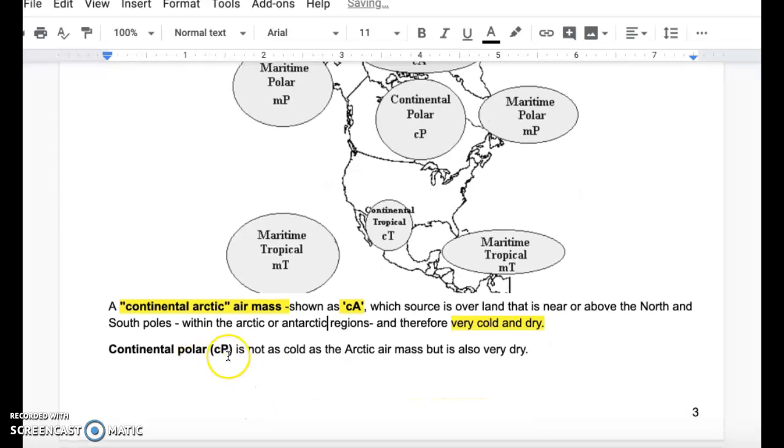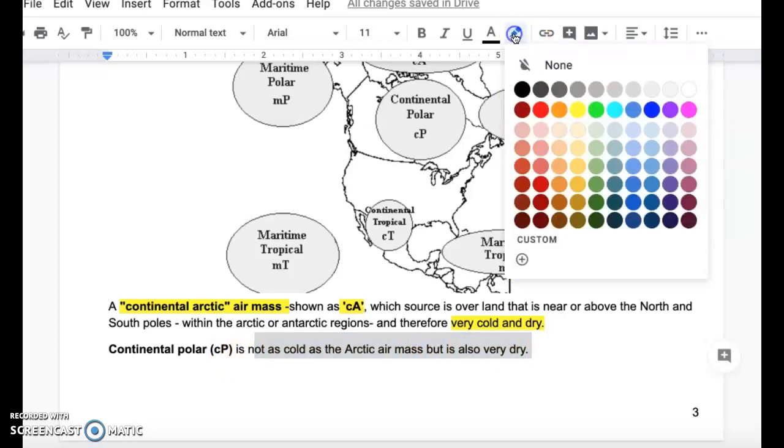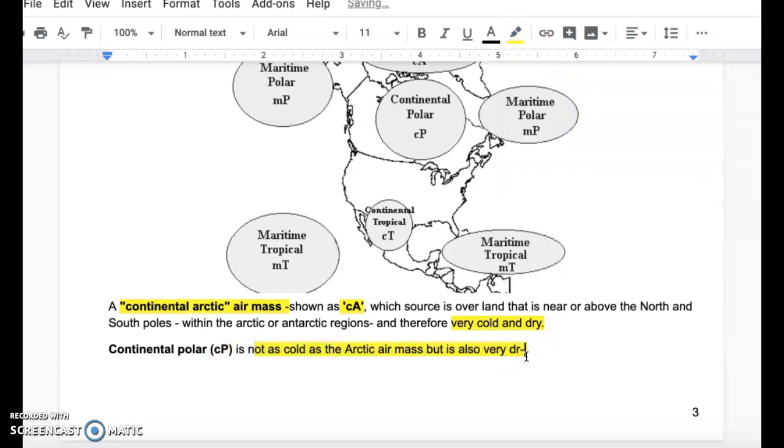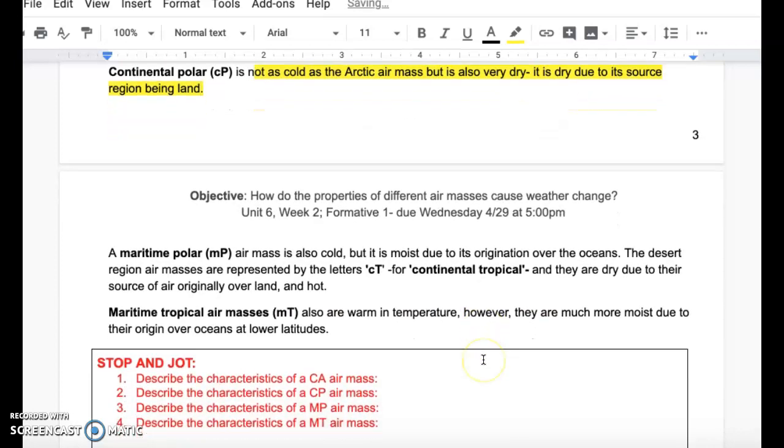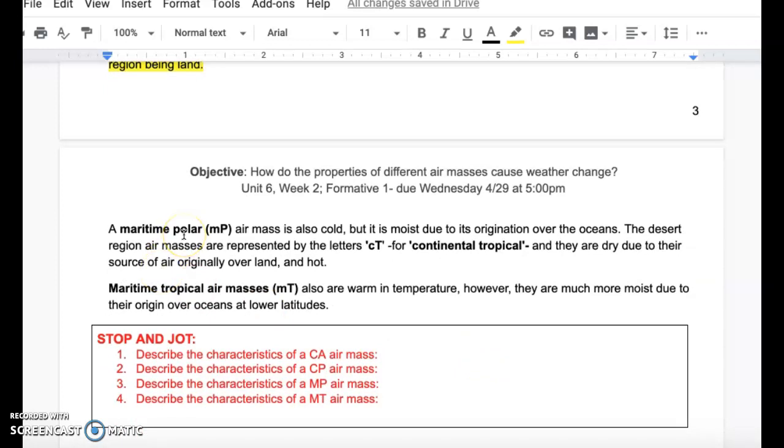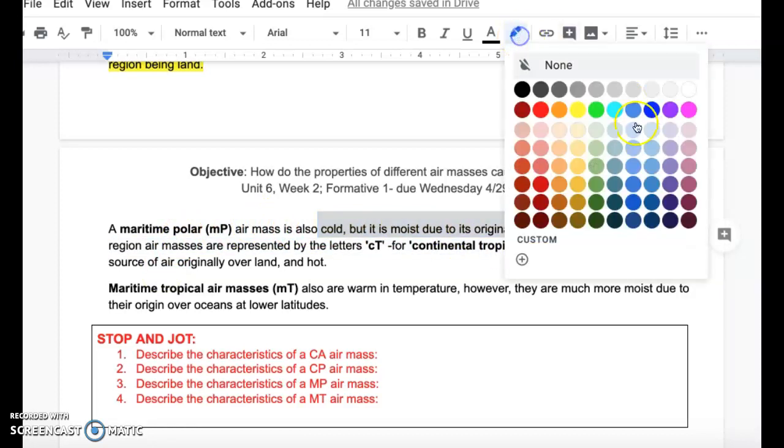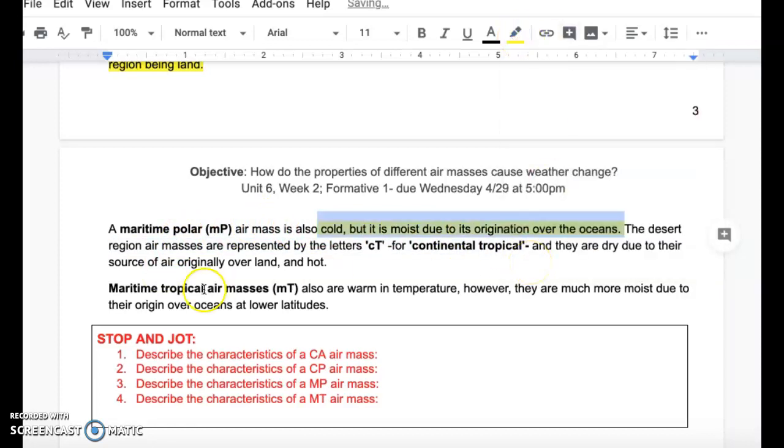Okay, continental polar. Not as cold as Arctic air mass, but is also very dry. Why? Because it is dry due to its source region being land. All right, maritime polar air masses are cold, but they're moist due to their origination over oceans.